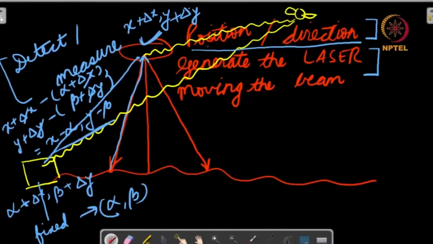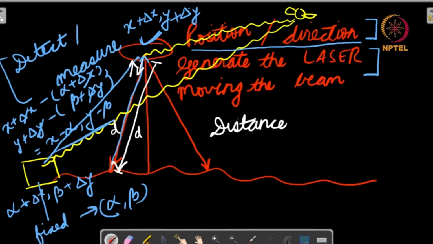Next, when we generate the laser and we move the beam and the beam interacts and it comes back. Now in this case, the distance of this point from the aircraft is d. Now when the laser has been sent and the laser is received back, in that time the laser covers a distance which is twice of d, because it is traveling d from here to here in this direction, and it is traveling the same distance back. So you have a total distance which is given by twice of d.